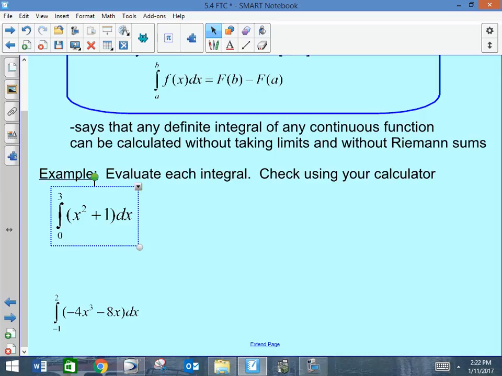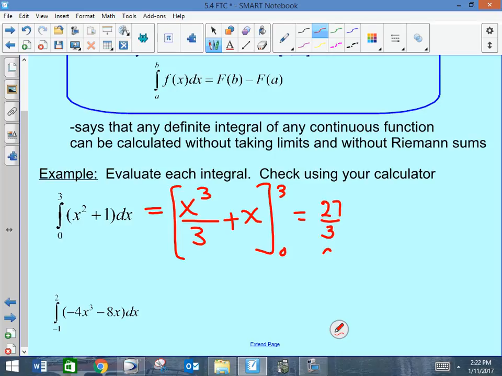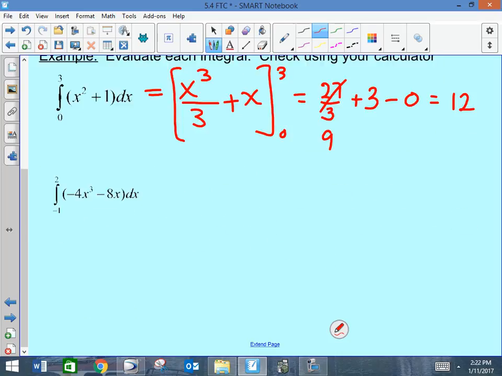Okay, so give me an antiderivative, Lindsay Smith. X cubed over 3 plus x. Very good. Okay, from 0 to 3. All right, plug it in now, Rivers. Plug that in. And plus 3 minus 0. Okay, which equals what, Sarah? Very good, very simple.